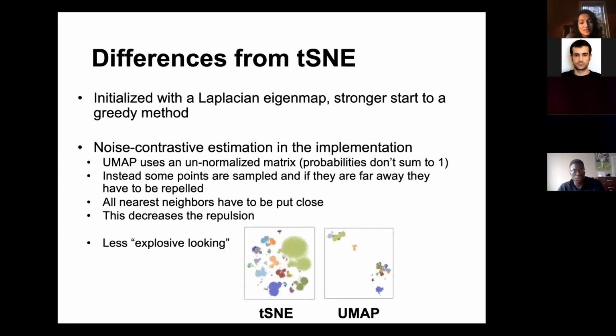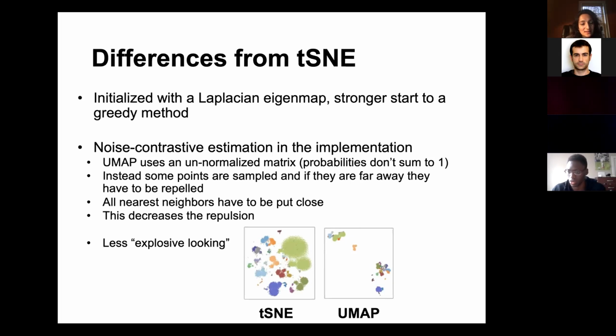Okay, so what are the differences actually from t-SNE? It turns out that they actually initialize UMAP with a Laplacian Eigenmap. So Laplacian Eigenmap is a method that learns the data manifold by eigendecomposition. So this is a good start. This is a better start than a random initialization. And somebody even showed that if you use Laplacian initialization instead of random initialization, it gives you very similar results in t-SNE as UMAP.